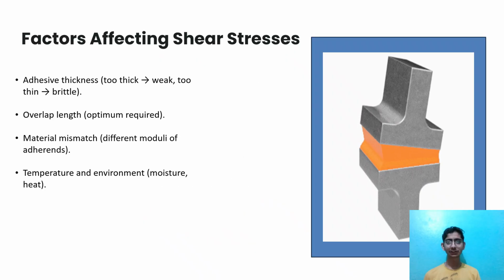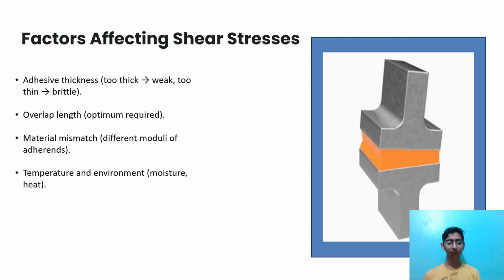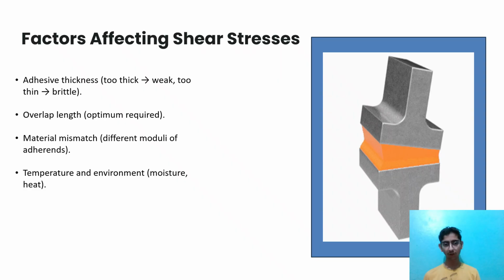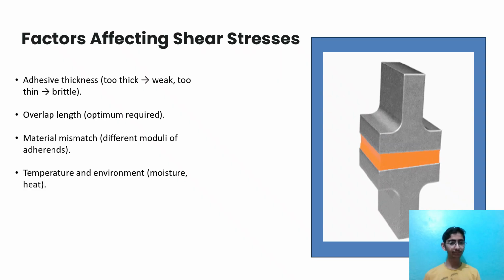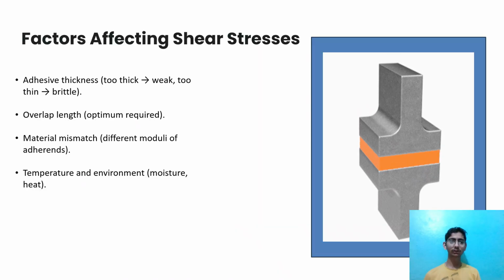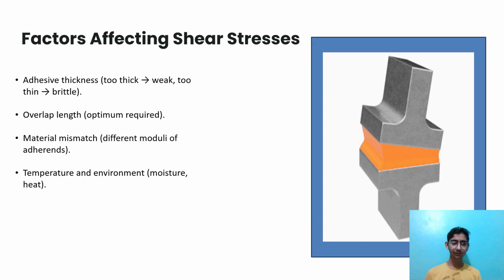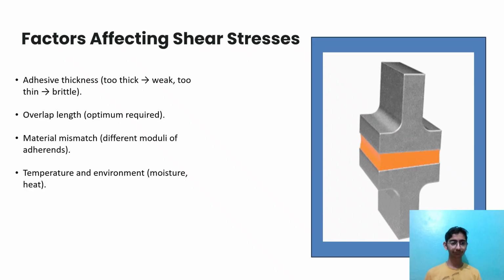Factors affecting shear stresses: adhesive thickness, too thick is weak, too thin is brittle; overlap length, an optimum is required; material mismatch, different moduli of the adherends; temperature and environment, moisture and heat. So various factors affect shear stresses, like adhesive thickness, overlap length, material mismatch, temperature and environment.